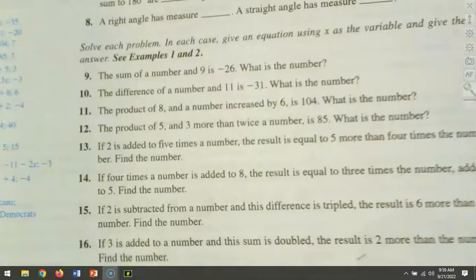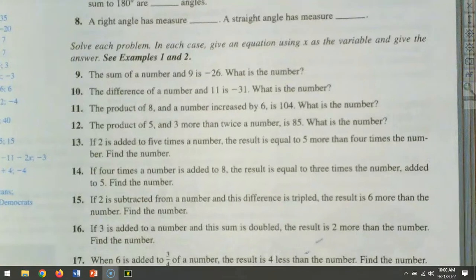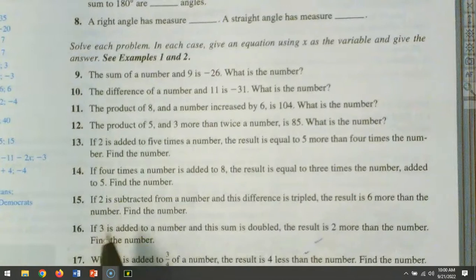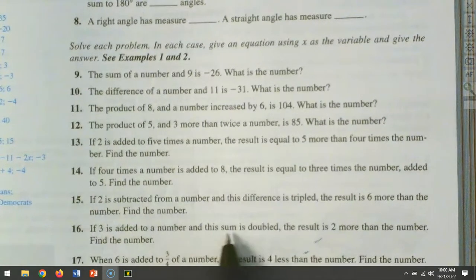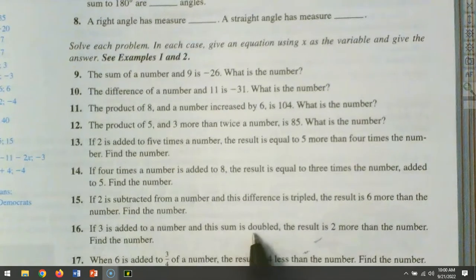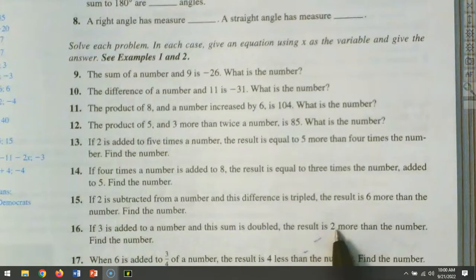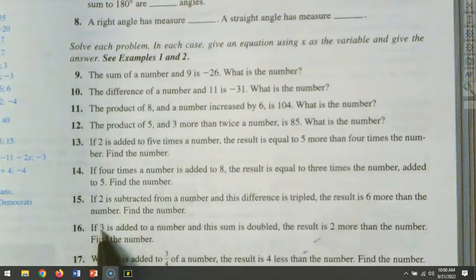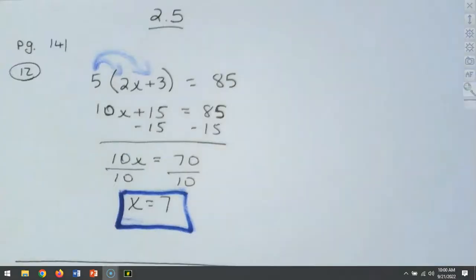16. We're on question 16. If 3 is added to a number and this sum is doubled, we got the "and" there, the result is, that means equals, 2 more than the number. We need to find the number. So let's see what we've got. If 3 is added to a number, so let's write that up. 3 is added to a number, so that's x plus 3.